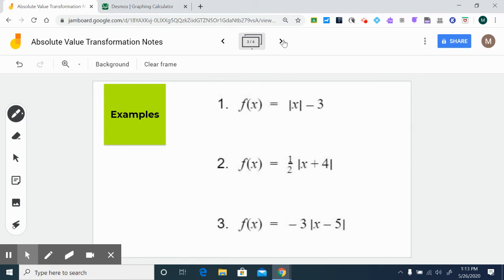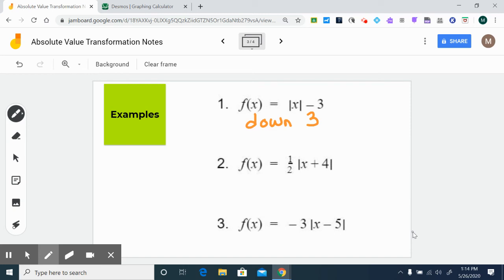So let's look at some examples and see how this goes. The number of parameters that you have in your equation is going to be equal to the number of transformations you have. For example, we don't have an a value, it's just 1. We have nothing inside that absolute value, so there's no h value. We just have this minus 3, which is a k value on the outside. Since it's minus and it's a k value, we know that we are going down 3 units. One parameter, one transformation, that's it.